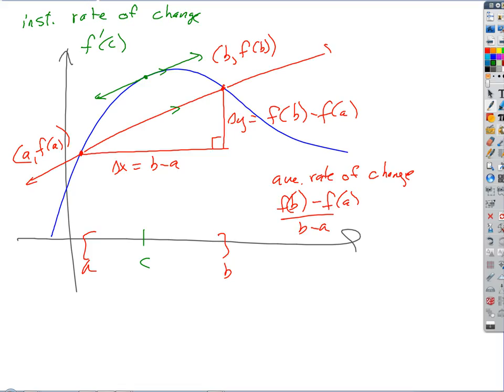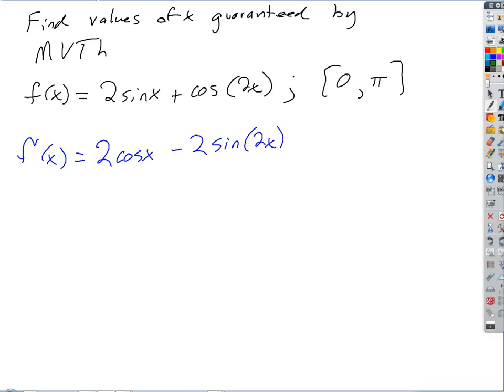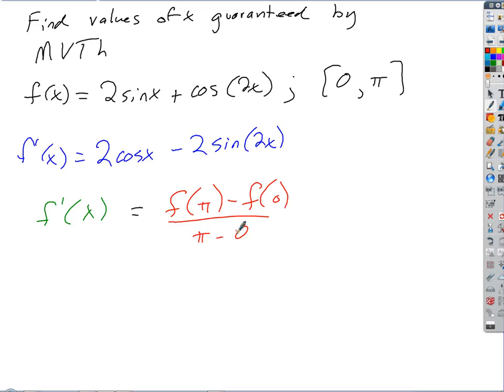So our equation, for us, we didn't graph it, but that's our function, right? So the instantaneous rate of change is just going to be f prime of x. We've got to find it, right? We're finding all the values of x where this works. So f prime of x needs to equal f of b, well, that's f of pi, minus f of a, f of 0, divided by pi minus 0, right?